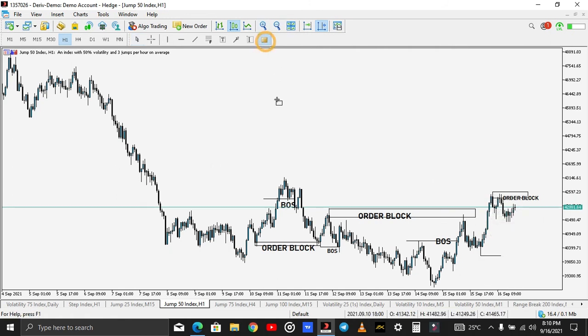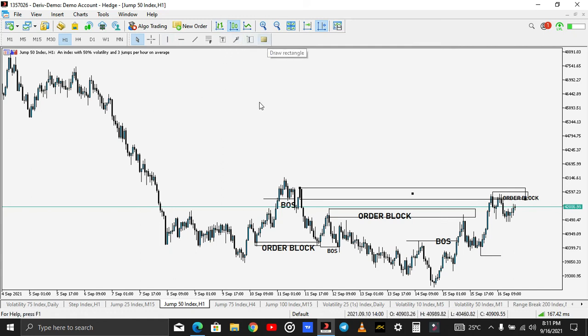There's another order block here. There's another order block here. This is a live market. There's another order block here. So this order block here that has not been mitigated, price still came back to that order block to mitigate it. This is Jump 500.